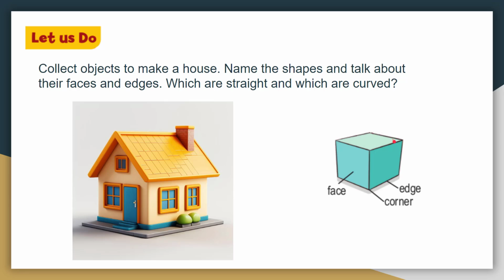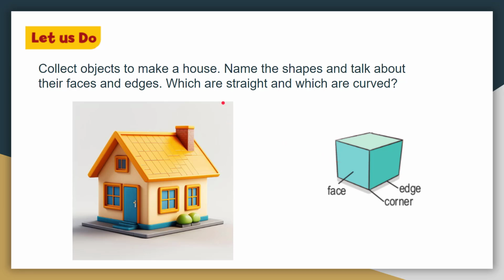So how many edges are there? Yes, 1, 2, 3 and 1 behind here, 4, then 5, 6, 7, 8. This way 4 in the bottom. So 8 plus 4, 12. So there are 12 edges in this cube. And where edges meet, this is known as a corner. So how many corners are there? 1, 2, 3, 4, 5, 6, 7 and 8. So there are 8 corners.